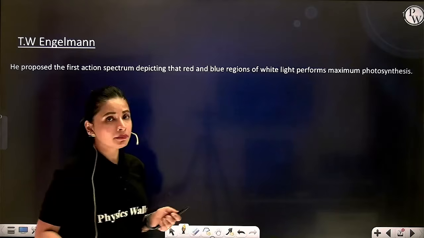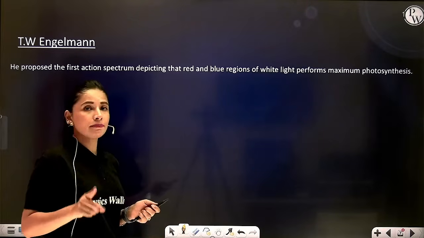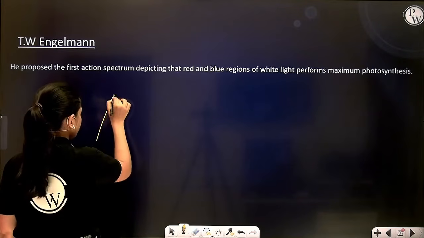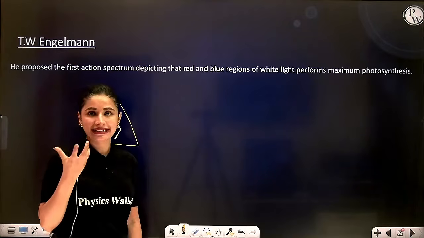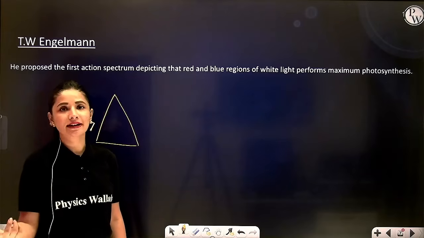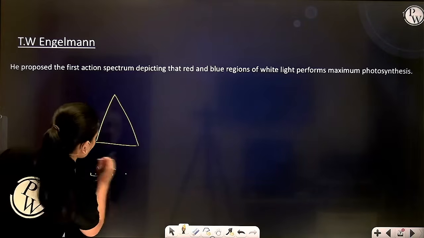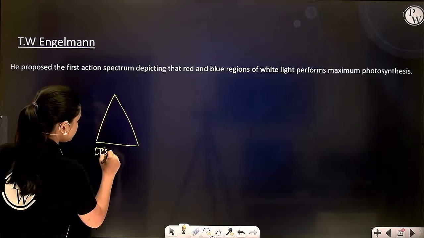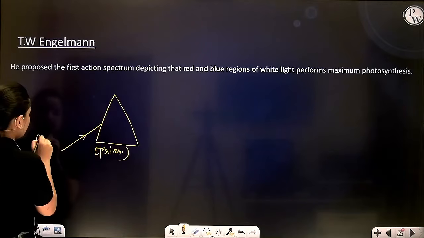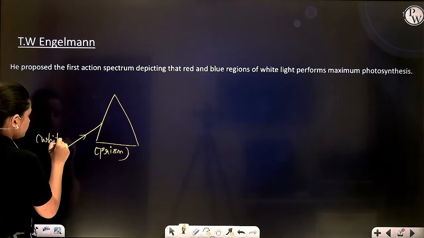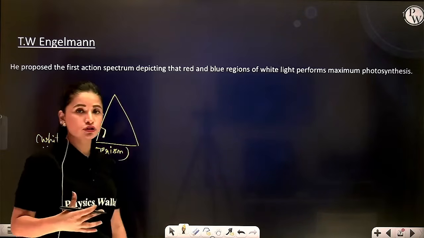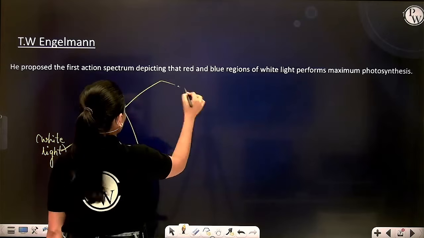Now there are some requirements for T.W. Engelmann's experiment. First and basic requirement is a prism. So first I am going to draw a prism. You know what is a prism? Prism is a crystal through which if you pass white light, the white light is going to split into its 7 components. So with the help of this prism, T.W. Engelmann passed a white light, which now got split into its 7 components. That is VIBGYOR.